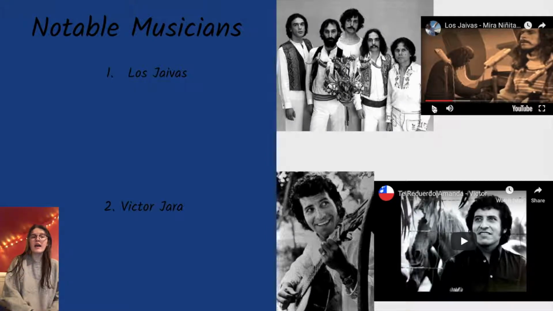The next musician I have is Victor Jara. He was a folk singer whose music was known for being very moving, and his feelings regarding politics were reflected through most of his music, to the point that some of his songs were even banned in Chile.